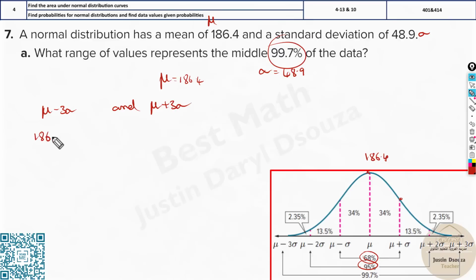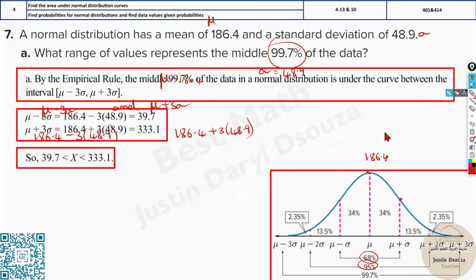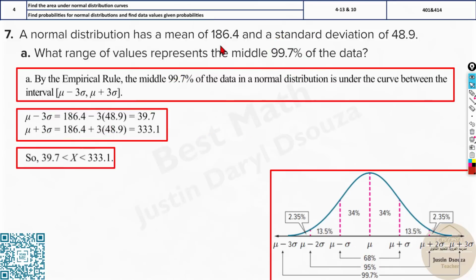It's 186.4 minus 3 times 48.9, and here you have again 186.4 plus 3 times 48.9. Just find these values. That will be the answer. That will be the range of data that represents 99.7% of the data. So here it's mu minus 3 times 48.9. You get this, and here.